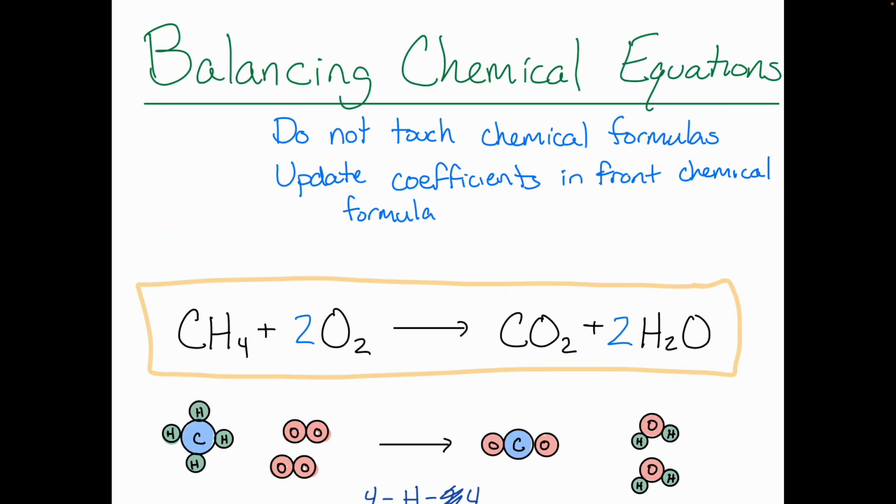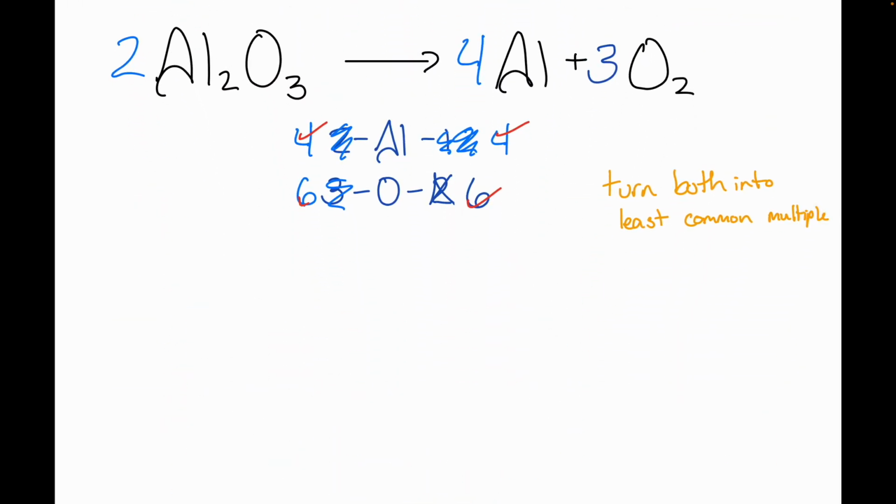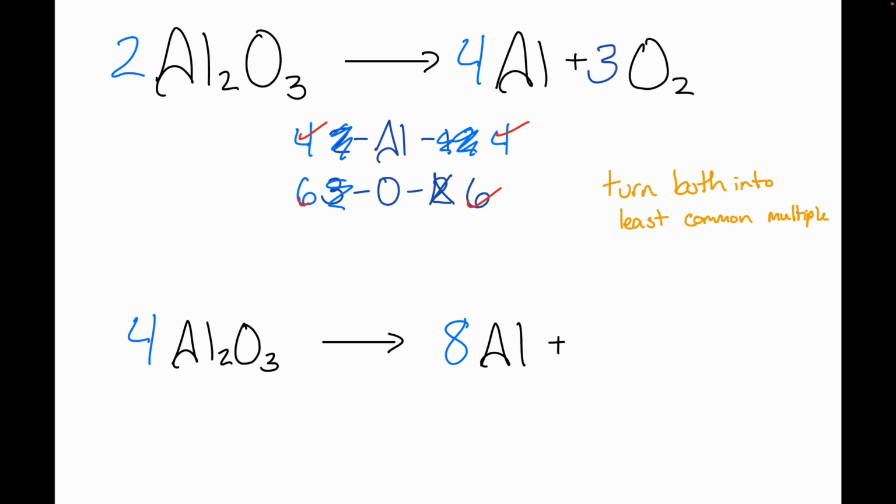Cool. All right, one more thing we're going to put in our notes about balancing chemical equations that's really important is these coefficients must be fully reduced. Okay, so what do I mean by that? If I had instead tried to say that my balanced chemical equation here was 4 aluminum oxides, which would give me 8 aluminums and 6 oxygens.